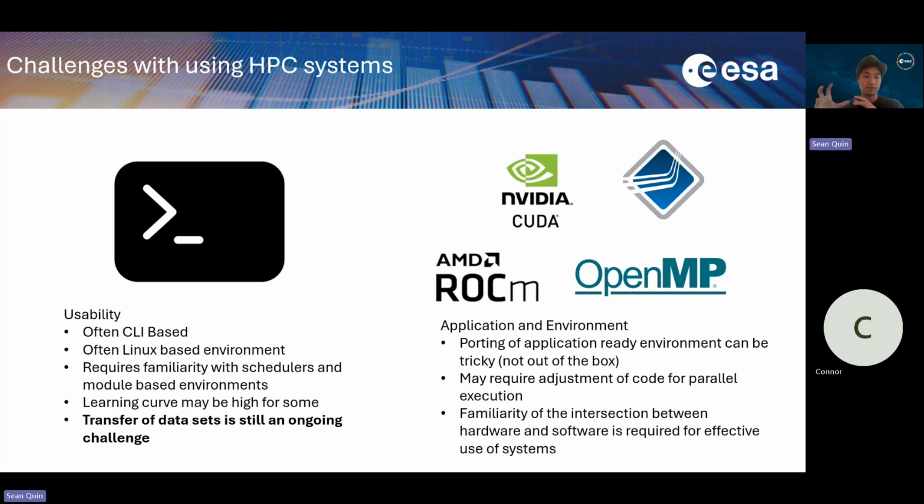In addition to this, if you want an effective use of an HPC system, a certain familiarity with the intersection between hardware and software is still required. So you'd want to be able to say how many resources you want to prevent bottlenecks. You'd want to be able to specify how you allocate those resources based on how you divide the work.